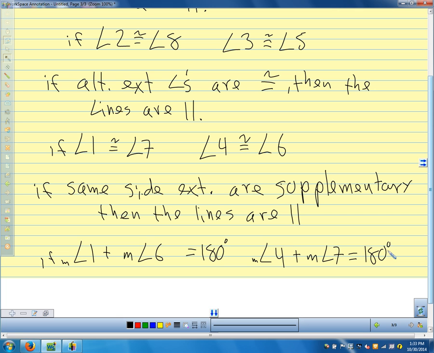Yes? All these things have to be true. No, if any one of them is true, that guarantees that the lines are parallel. These are just a bunch of different ways that we can decide. And the one we use depends on the information the problem gives us.